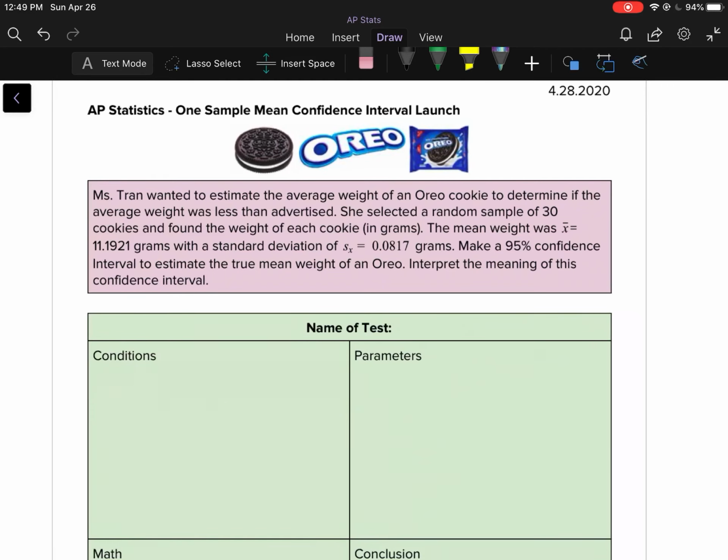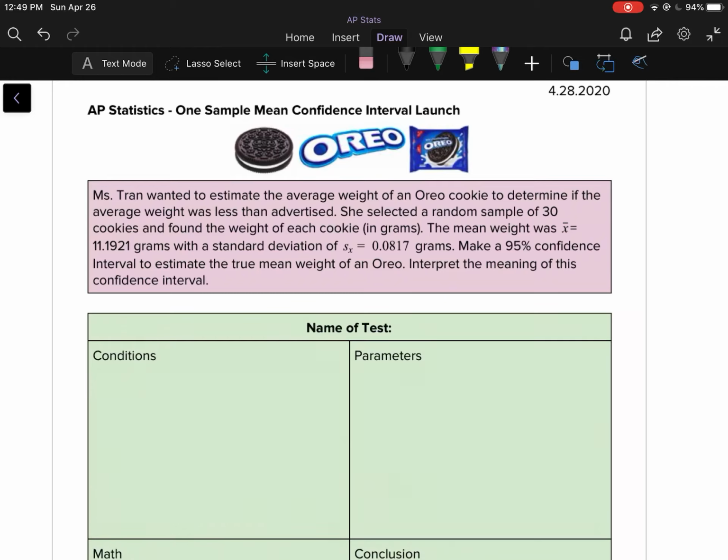Ms. Tran wanted to estimate the average weight of Oreo cookies to determine if the average weight was less than advertised. She selected a random sample of 30 cookies and found the weight of each cookie in grams. The mean weight was X bar equals 11.1921 grams, with the standard deviation S of X equals 0.0817 grams. Make a 95% confidence interval to estimate the true mean weight of an Oreo. Interpret the meaning of this confidence interval.